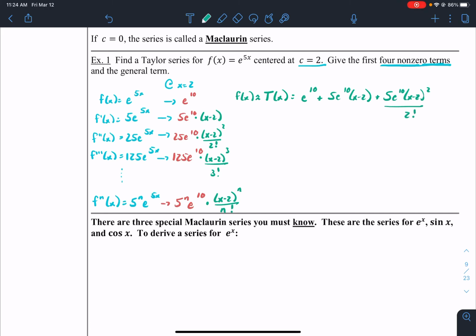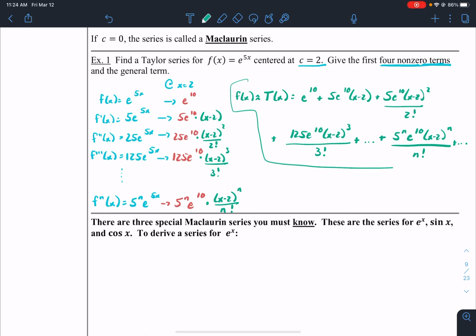I'm going to go ahead and move down a little bit. Plus, this is my fourth non-zero term. And then you want your general term. So we want to make sure that we get the ellipses in there to indicate that we continued on till we got to 5 to the n, e to the 10th, x minus 2 to the n over n factorial. And it does keep going, but that is what we would set up as our Taylor series.